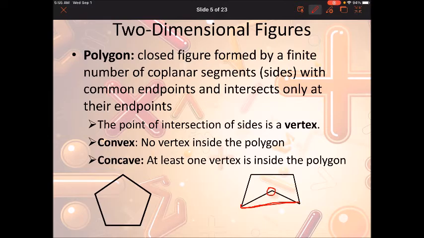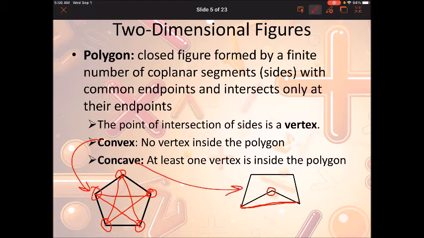Whereas if we were to do that on this figure, no matter where we drew our lines, we would not be able to have any of our vertices that are inside our figure. So this one here is convex, this one here is concave. Good way to remember that is concave caves in, so this piece right here caved in on my figure.